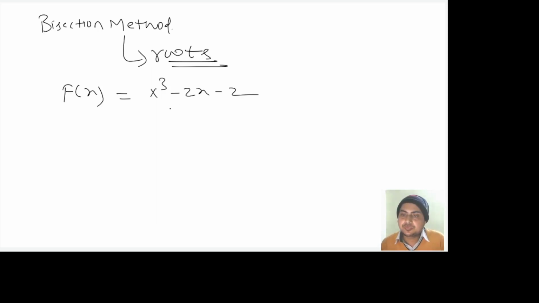Root means, although you know this is a very fundamental concept, at what value of x the function gives the value 0. So let's say at a particular value of x the function becomes 0. If you put x equal to a and the function is 0, then a is your root. By the graph we can understand the algorithm better, so I will try to explain with the help of a graph.